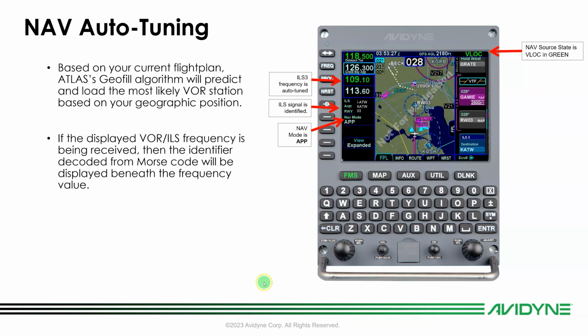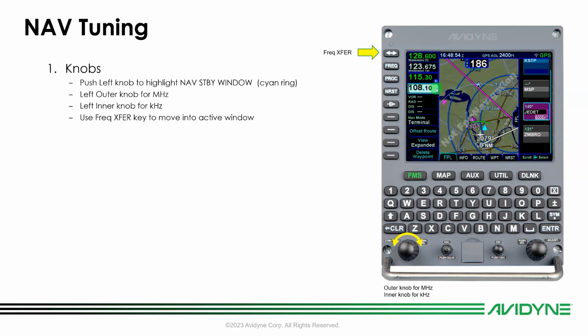So you very rarely have to manually tune a nav frequency. But if you want to manually tune, there are several ways to do it, just like with the COM. You can simply push in on the left knob and move the cyan cursor down from the standby comm to the standby nav, and then start turning from kilohertz and megahertz with the knobs. Tune it like a standard radio.